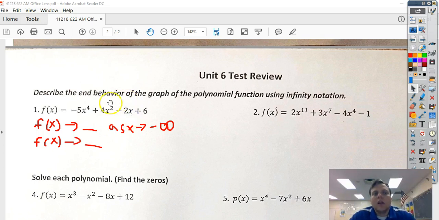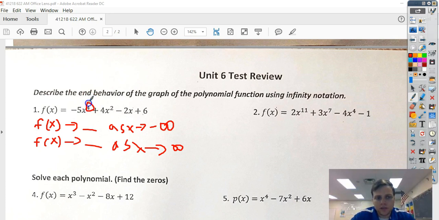Alright. Describe the end behavior of the graph of the polynomial function using infinity notation. It gives us this function, okay? So you just got to remember the first question is asking what is y doing as x goes to the left, and what is y doing as x goes to the right? Remember, we can look at the degree, okay?